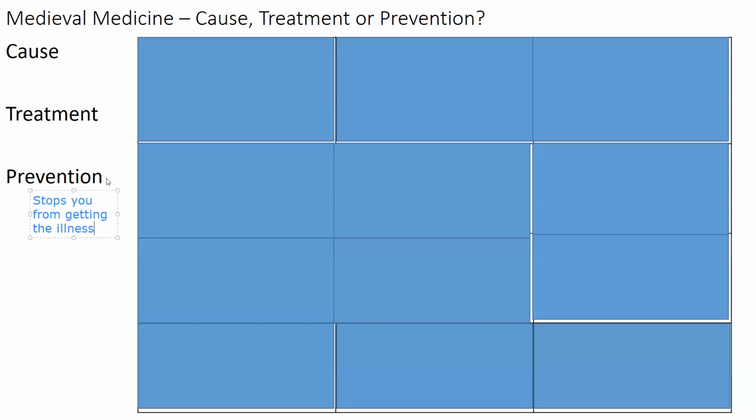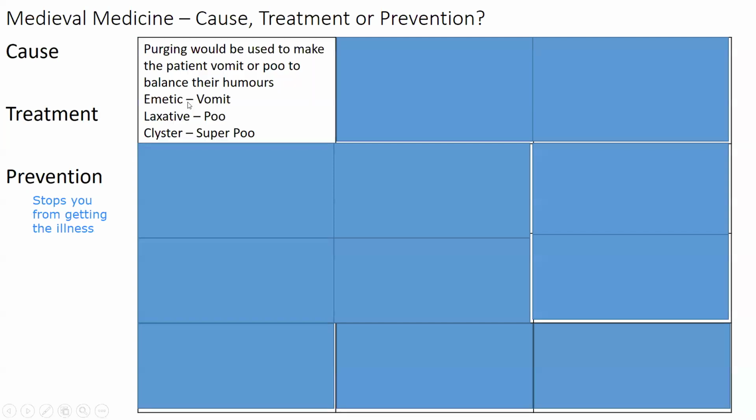So we're just going to go through a few basics and then your idea is to match them up. So the first one is that in the medieval period, purging would be used to make the patient vomit or poo to balance their humours. So purging is a way to make you be sick or go to the toilet, and there were three types. The emetic, which made you vomit, the laxative, which made you go for a poo, and the clyster, the metal funnel that people would use and pour herbs down to purge the inside of the stomach.